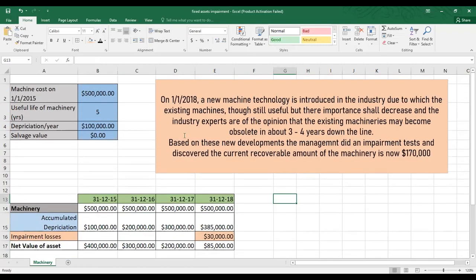Now, on 1st of January 2018, a new machine technology is introduced into the industry, due to which the existing machines, though still useful, but their importance shall decrease into the coming years.